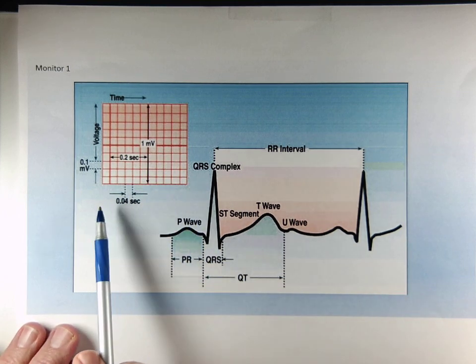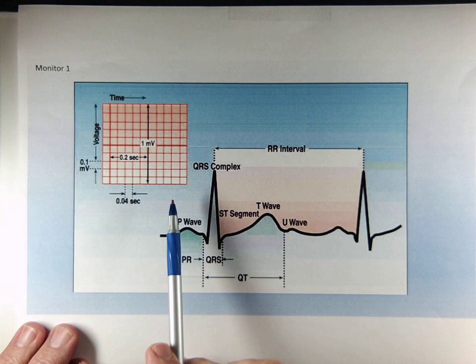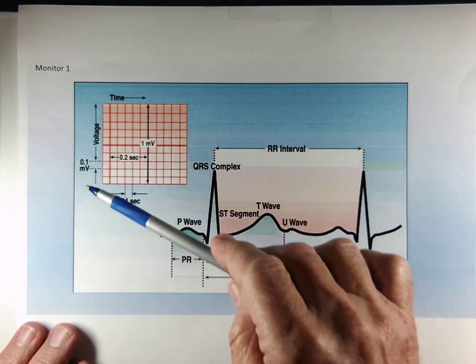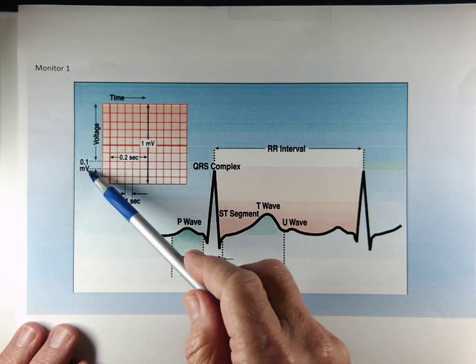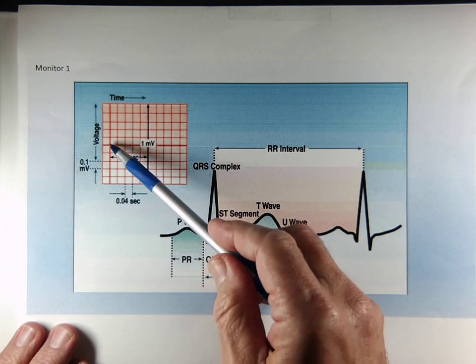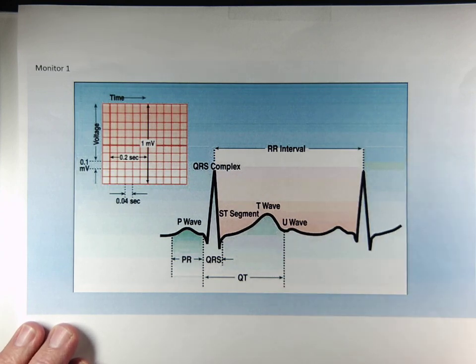So remember, there's an x-axis, which is the horizontal axis, which is time, and there's a y-axis, which is voltage. Now we don't really speak in terms of voltage or millivolts. We talk in terms of millimeters above or below baseline, and we'll talk about that when I talk about ischemia and ST changes in a subsequent little video.